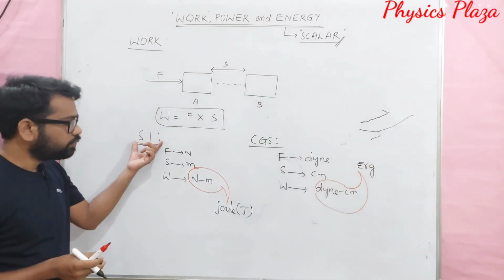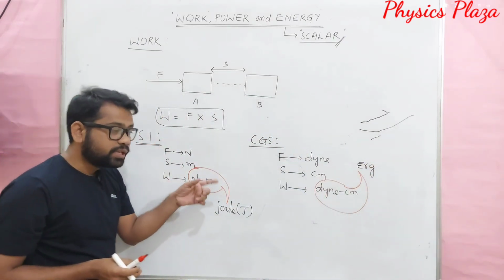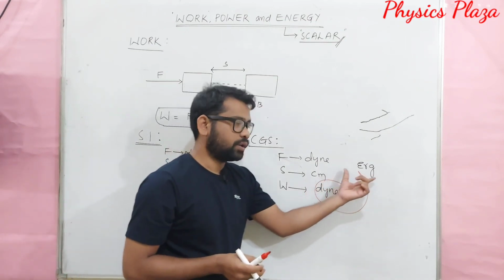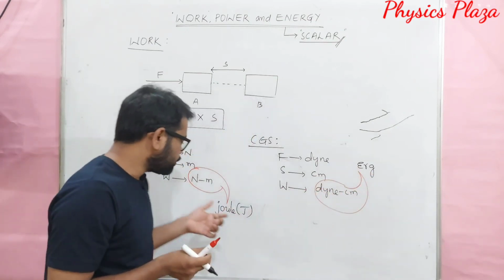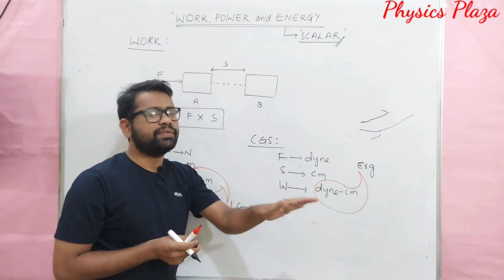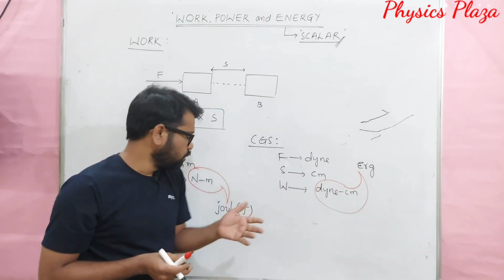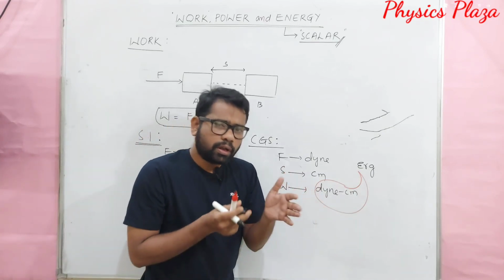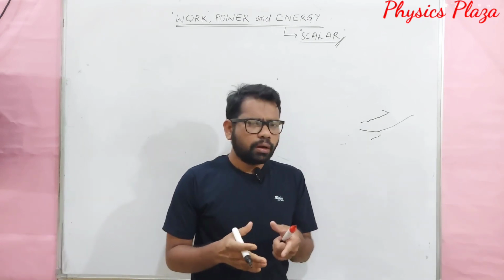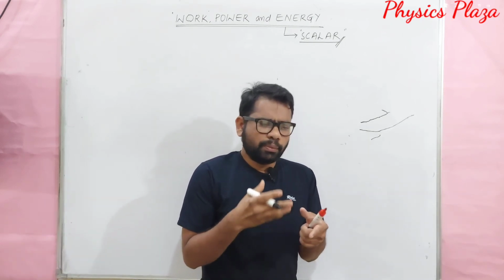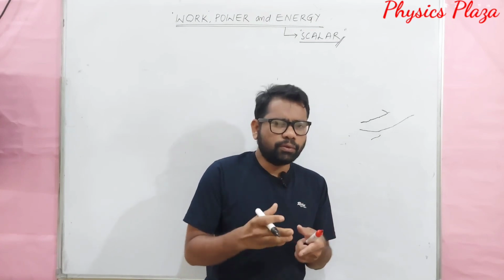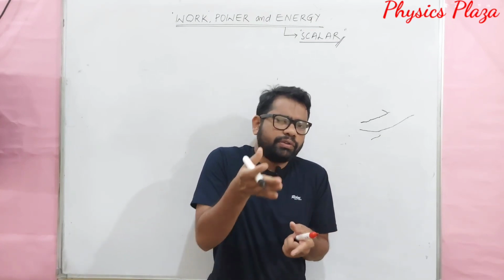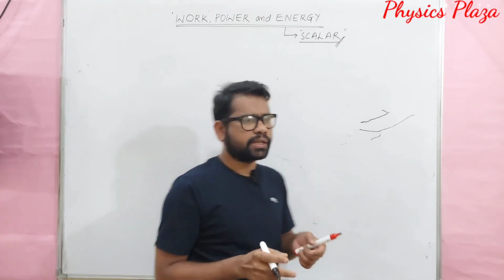So the SI unit of work is joule. The CGS unit of work is what, dear children? Erg. Now let us see how a joule and an erg are related. It's very, very important. In examination, they will ask you 1 joule is equal to how many ergs, or 1 erg is equal to how many joules. Before learning the relation between joule and erg, let us see what actually a joule is. What is actually an erg?